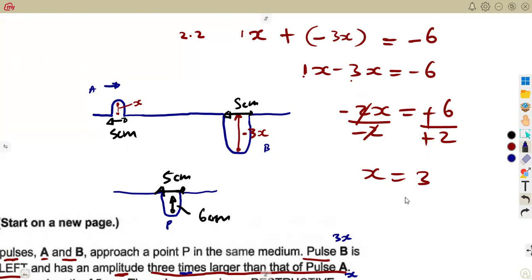So x, if this here is x, meaning this is 3 centimeters, remember this is in centimeters, so x is 3 centimeters. It means the amplitude here for B will be what? 3 times 3.